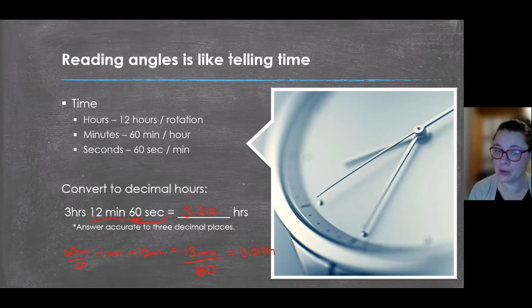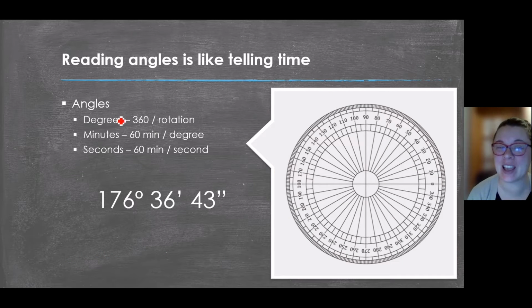So keep that in mind. Think about that as we do degrees, minutes, and seconds, because I'm assuming that's where it actually came from. I didn't research it, but I'm thinking so. So when we're reading angles, angles have degrees, minutes, and seconds as well. When we measure angles, one full rotation around our circle is 360 degrees.